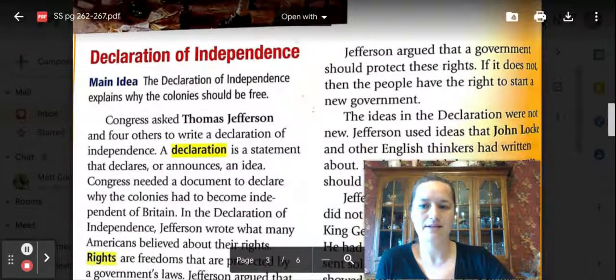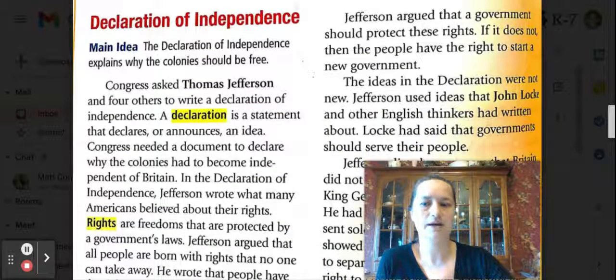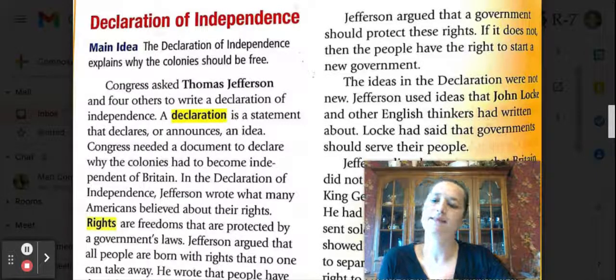Declaration of Independence. The main idea of this next passage is that the Declaration of Independence explains why the colonies should be free. Congress asked Thomas Jefferson and 4 others to write a Declaration of Independence. A declaration is a statement that declares or announces an idea. Congress needed a document to declare why the colonies had to become independent from Britain. In the Declaration of Independence, Jefferson wrote what many Americans believed about their rights.